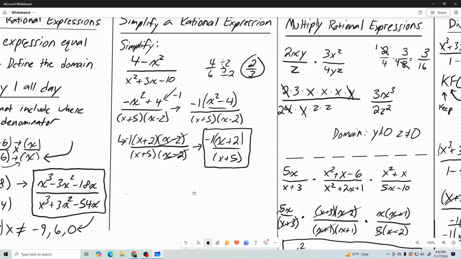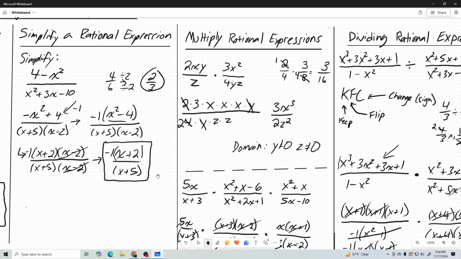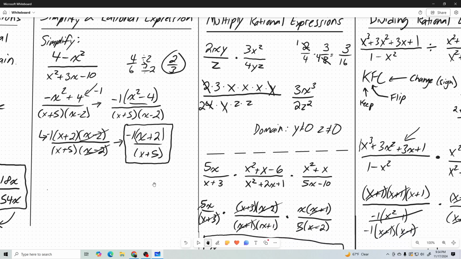All right. And then we simplified a rational expression. Simplifying is important because we used it for the rest of the lesson, right? So we had 4 minus x squared over x squared plus 3x minus 10. First, what we did is we factored, and then we pulled out common factors, and that gave us our final answer here. And what did we not do in this problem?